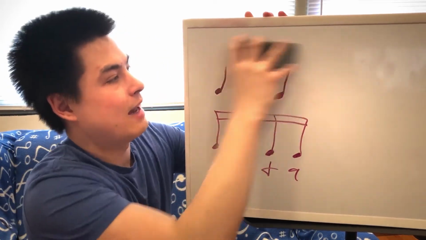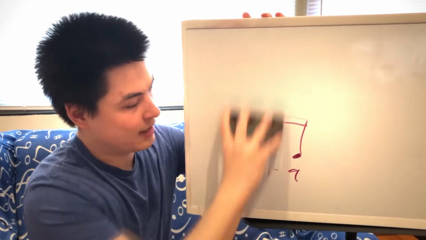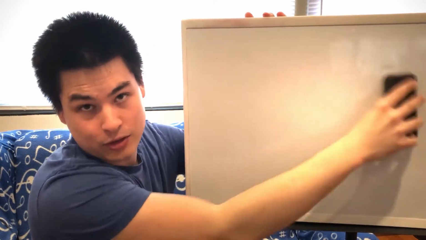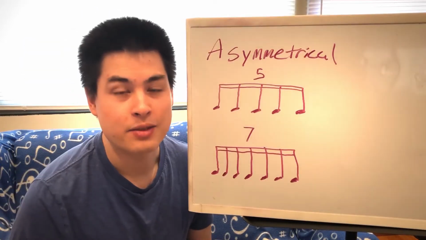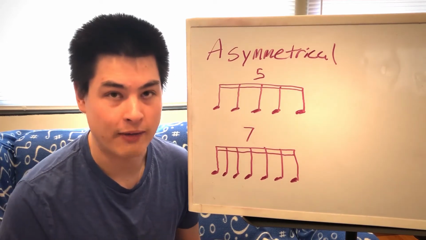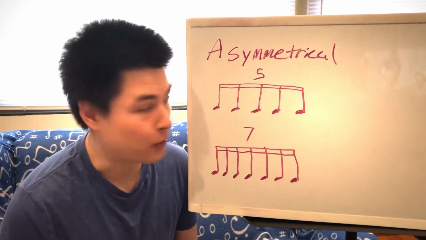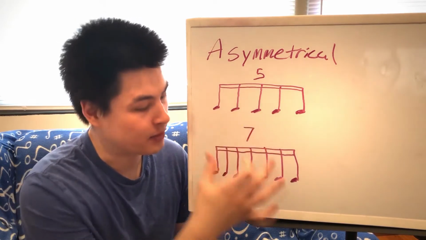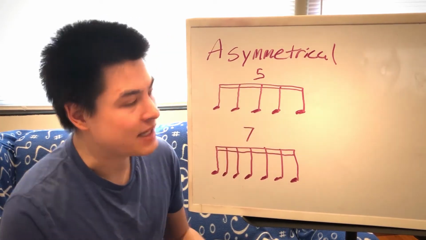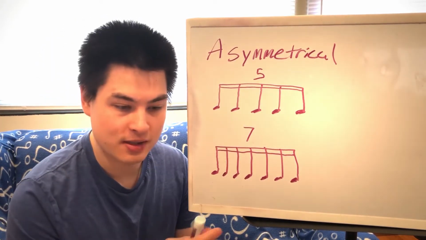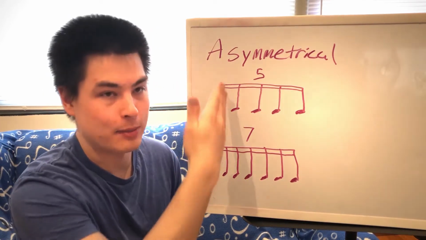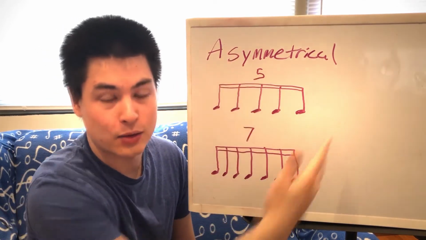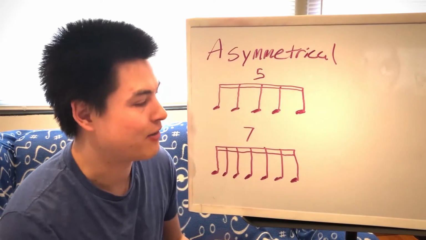Now the other category gets a little bit more complicated, and that's the asymmetrical subdivisions. Asymmetrical subdivision happens whenever you have an odd number of notes per beat. So in this case, it's quintuplets and septuplets. Because it's an odd number, you can't just split the beat evenly, like 3 notes on an eighth note, then 3 notes on an eighth note, because you can't divide 5 or 7 into 2 even halves.